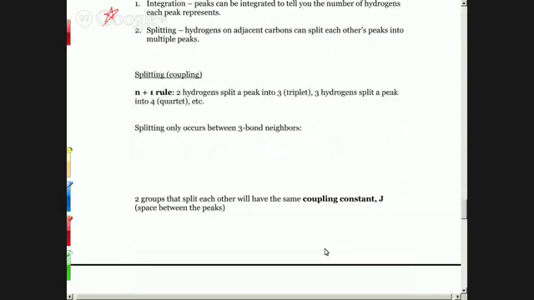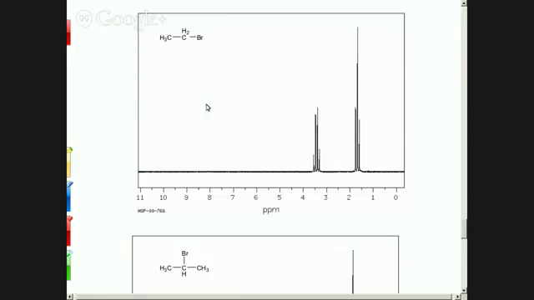The first thing about the splitting is we have this n+1 rule, which means that you're always going to get one more peak than you have hydrogens splitting the other hydrogens. So if you have a triplet, meaning a set of 3, we have one of those here. This is called a triplet. You can see 3 peaks, right? 1, 2, 3.